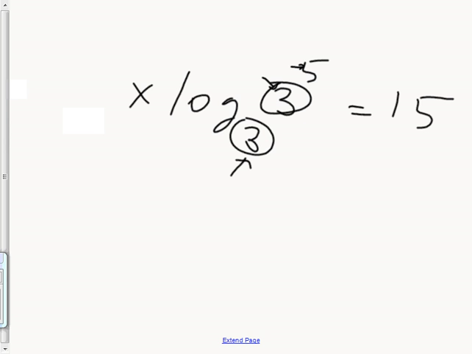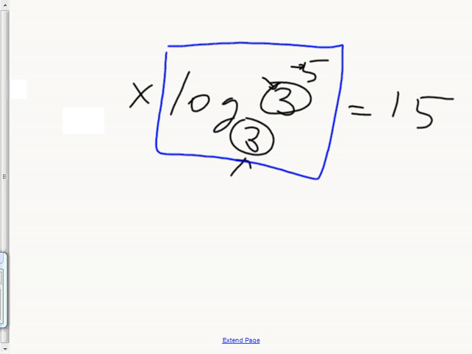How come some of you knew it was 3 so fast and other people didn't? That whole thing inside the blue box simplifies down to what? So then it's really x times 5 equals 15. And if you see that really quick, it's like, oh, well then x has to be 3. Yes?